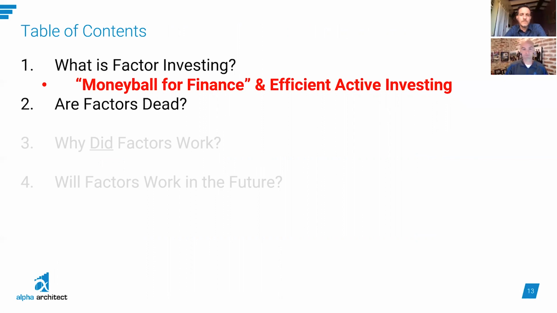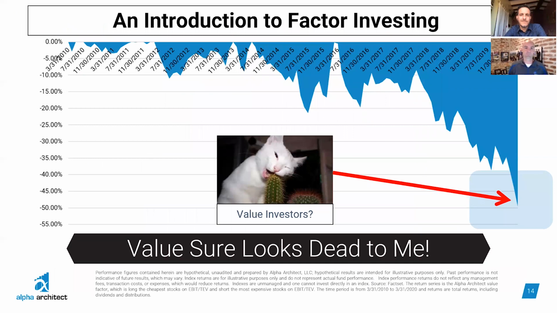The next question is, are factors dead? Well, this chart right here is a picture of just the past 10 years. I haven't even updated it. It would be even worse if I updated it for the past 4 or 5 months. But this is the performance of a portfolio that is long cheap stocks and short expensive stocks, i.e. the value premium. And what you notice is that value investors, or those that pick these cheap stocks versus the exciting, expensive stocks, have gotten absolutely destroyed.